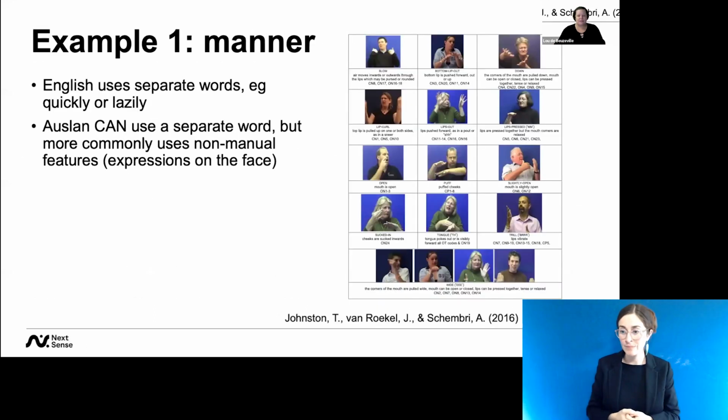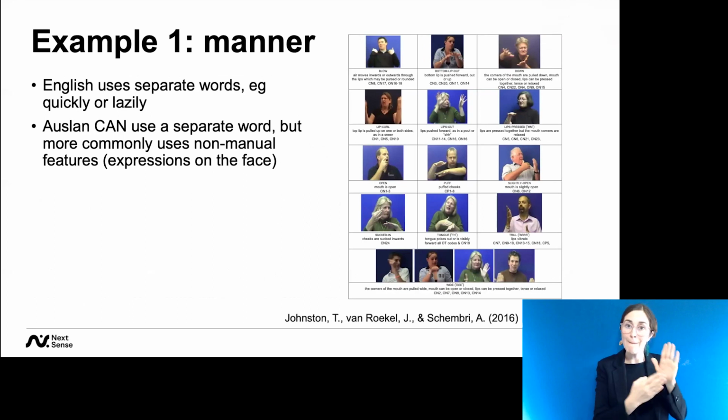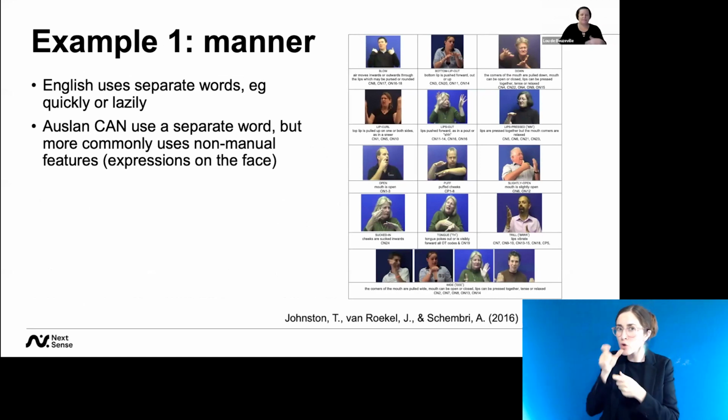The two examples I've chosen to show are of things that happen in Auslan. One is manner. When you talk about how a verb happened, English uses separate words like quickly, a person did something quickly or lazily. Auslan can use a separate word, but it is much more common to use non-manual features. Non-manual means anything that's not on the hands, so your body, your facial expressions, particularly the mouth.